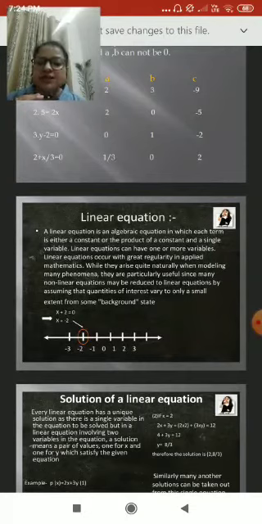Now a linear equation is an algebraic expression in which each term is either a constant or the product of a constant and a single variable. Linear equations can have one or more variables. Linear equations occur with great regularity in applied mathematics. While they arise quite naturally when modeling many phenomena, they are particularly used since many nonlinear equations may be reduced to linear equations by assuming that quantities of interest vary to only a small extent from some background state.